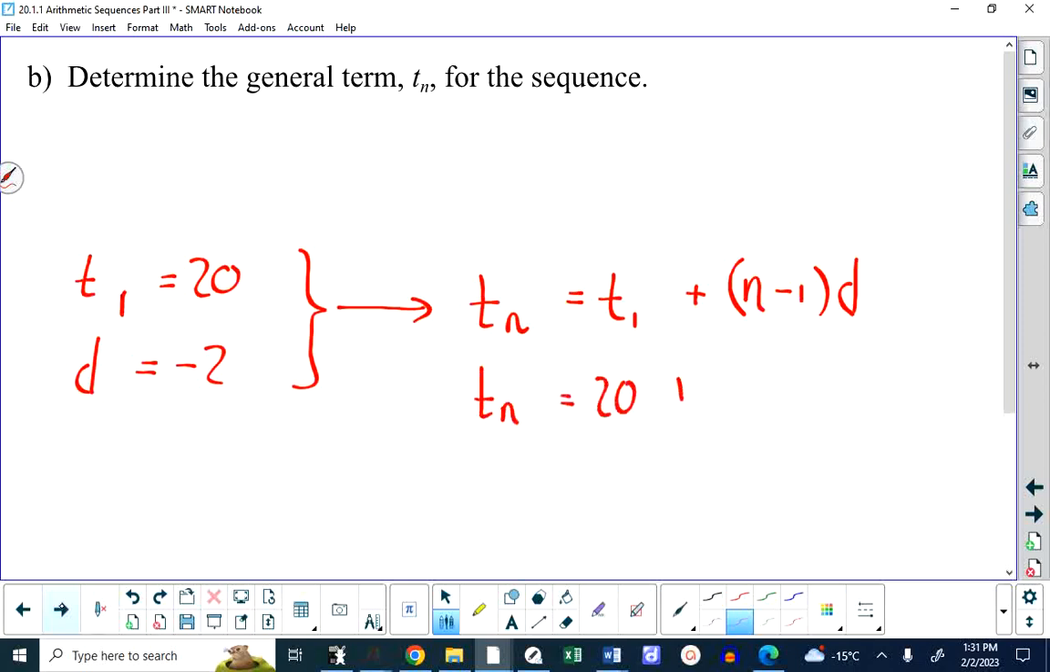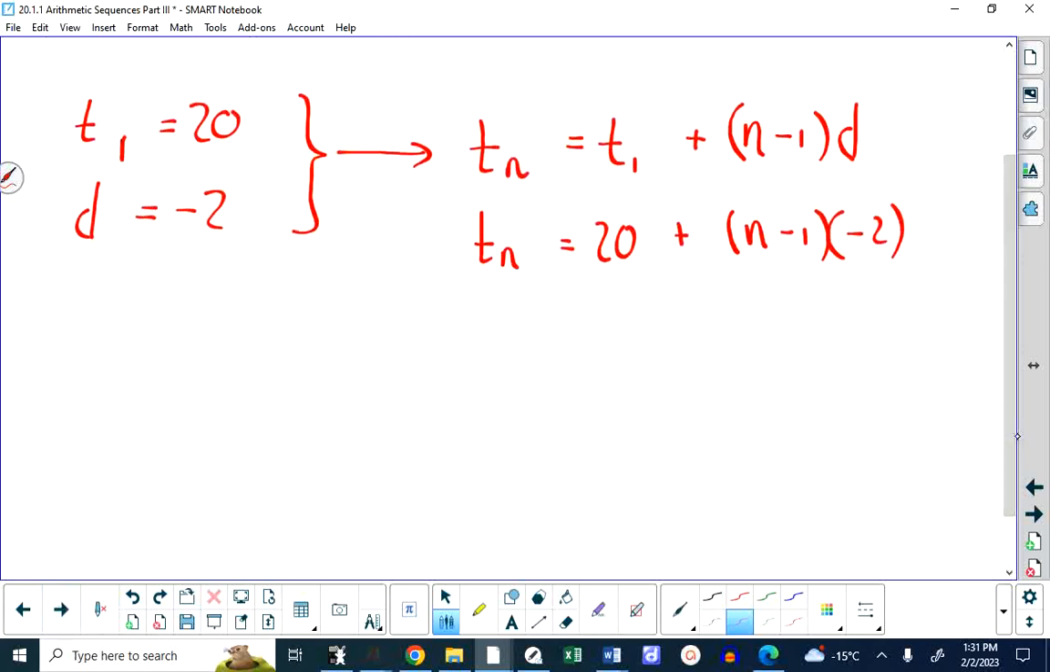Tn equals 20 plus n minus 1 times d, which is negative 2. Multiplying that out, n times negative 2 is negative 2n. Negative 1 times negative 2 is 2. So I get Tn equals 22 minus 2n. And you could check it out. You could put in n equals 1 and n equals 2 and n equals 3 and see if you get the terms, and you will.